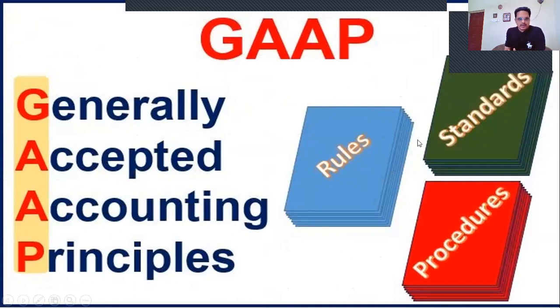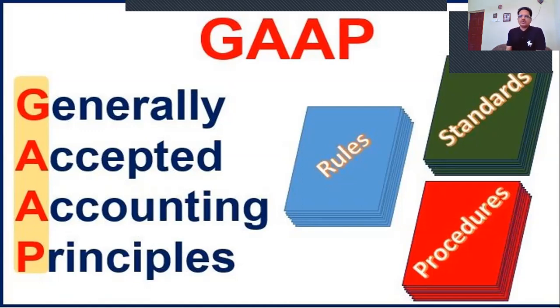GAAP, Generally Accepted Accounting Principles. It means the rules, standards, and procedures followed in the practice of accounting, that means from recording. Yesterday we discussed the functions of accounting stages: recording, classifying, summarizing, analysis, interpretation, and communication. Six stages. From first recording up to communication, or reporting, we have to follow certain rules, standards, and procedures, mainly in recording and reporting, the first and last, because so many formats or rules are to be followed there. So this is called GAAP, Generally Accepted Accounting Principles.